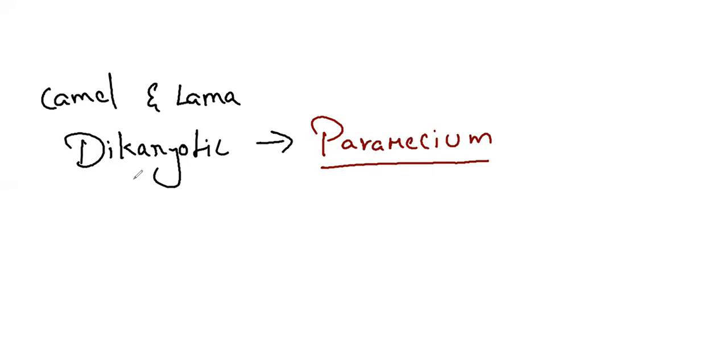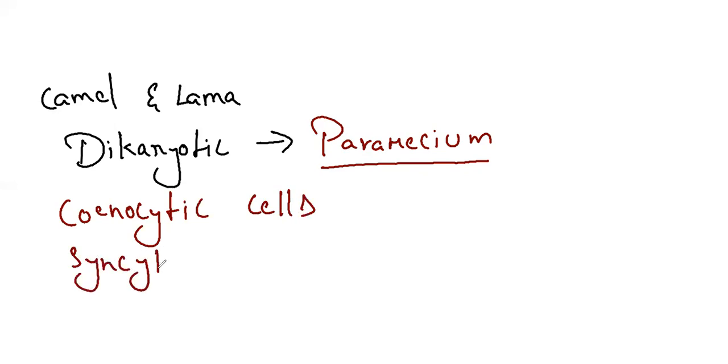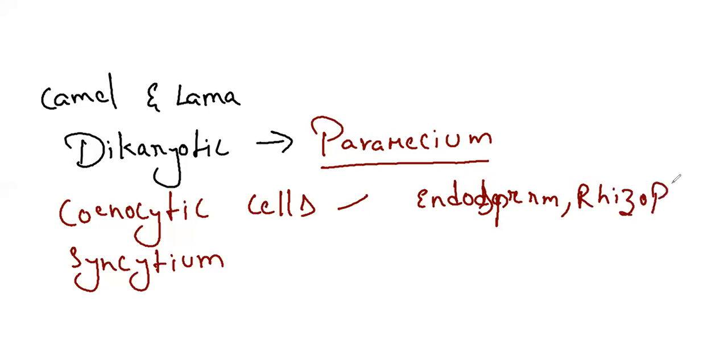Next, what is the cenocytic condition, syncytium? You will be familiar with these terms, cenocytic cells. So what is cenocytic? Cenocytic cells are those that form by free nuclear division. For example, endosperm is cenocytic. We have liquid endosperm, which is coconut water. And next we have Rhizopus, the usually gray colored fungus on bread, where you can see the cenocytic condition.